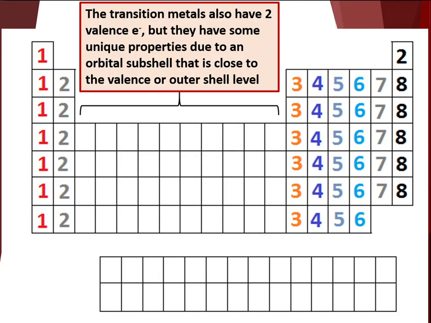Elements in each group have the same number of electrons in their outermost energy level. For example, all alkali metals have one electron in their outermost energy level, and all alkaline earth elements have two electrons in their outermost energy level.